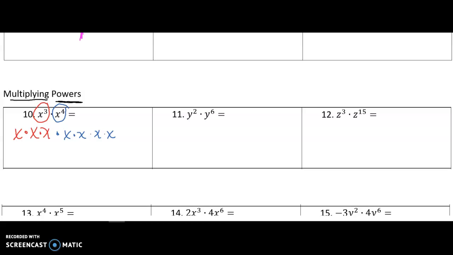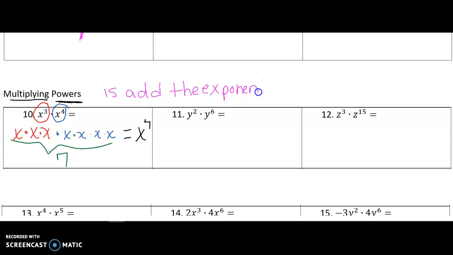So, in conclusion, how many x's do we have all together when we're multiplying them? We have 7. So our answer here is x to the 7th power. Here, when you're multiplying powers, all you need to do is add the exponents. That is how we do this one, because you're just putting them together, so you just add the exponents. So here we could have said x to the 3 plus 4 gives us x to the 7th.